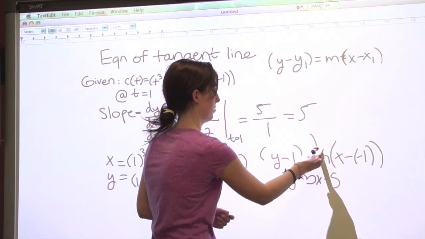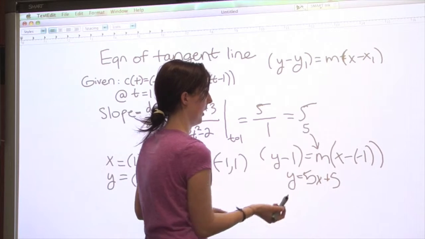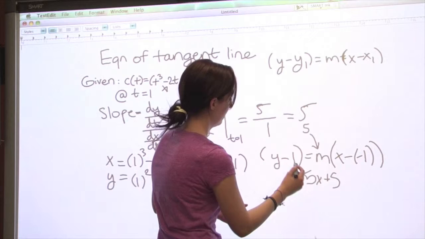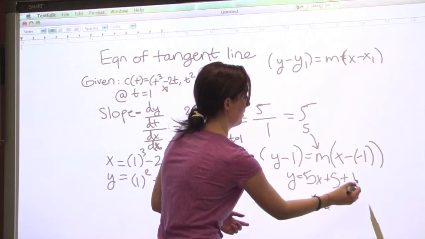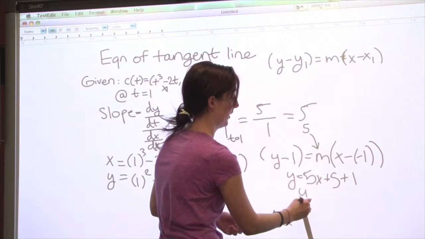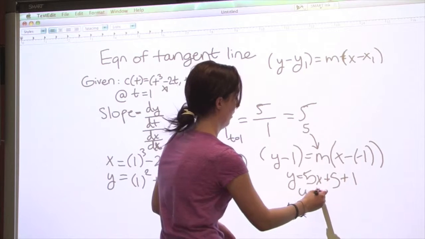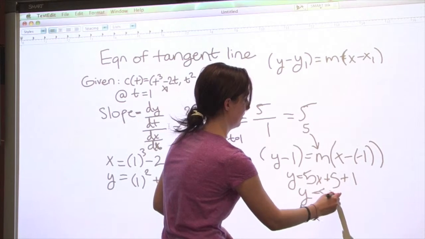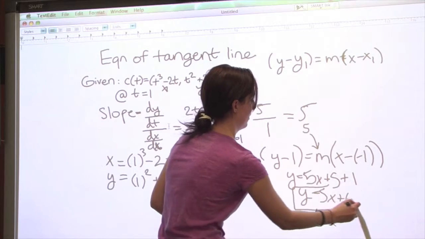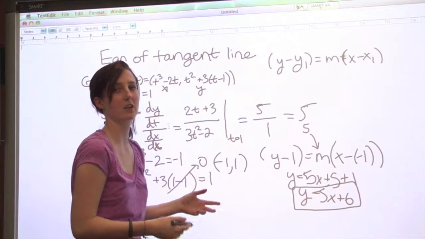So we'll make a mental note that this was 5, and we did the distributive property to get our answer. And we have to add 1. So as you guys can tell, 5 plus 1 is 6, on our good days, maybe not on our bad, but 5x plus 6. And that is our answer, the equation of the tangent line.